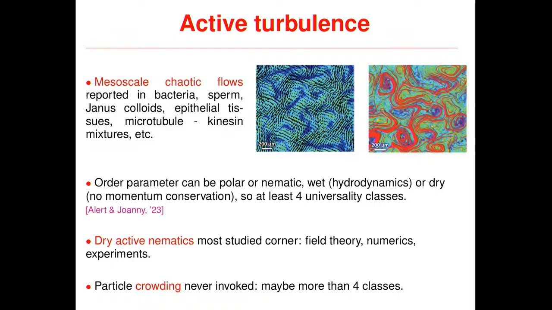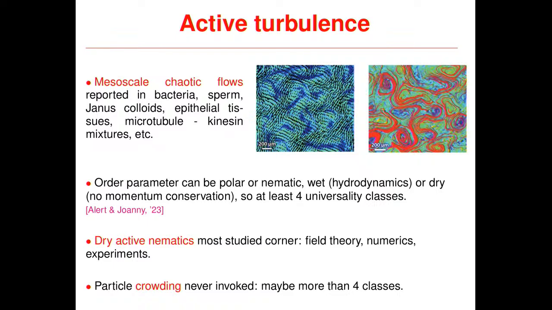They decided that there were potentially 4 universality classes, depending on 2 things: whether your order parameter would be polar or nematic, and whether or not you have hydrodynamics. So it makes 4 different cases. And they say, let's try to organize the experiments among these 4 places. And I have to say, of these 4 corners, one corner has been studied a lot. It's the dry active nematic study, the Toner-Tu equations.